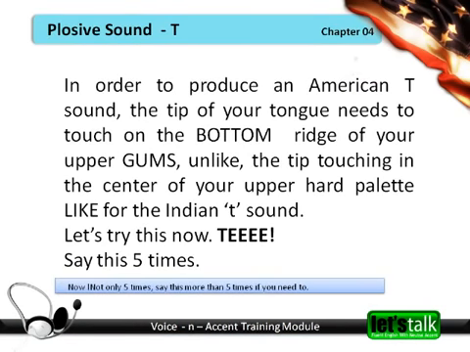In order to produce an American T sound, the tip of your tongue needs to touch on the bottom ridge of your upper gums, unlike the tip touching in the center of your upper hard palate, like for the Indian T sound. Let's try this now. T. Say this 5 times.